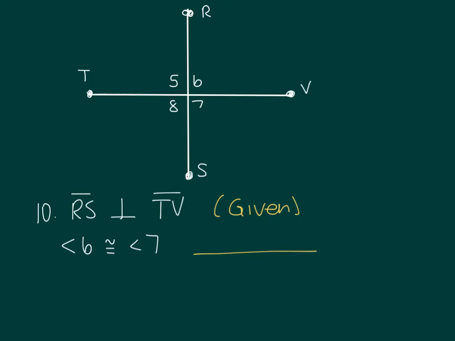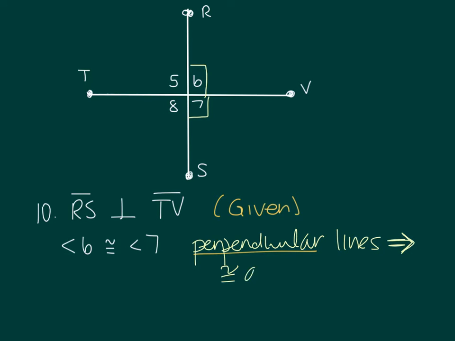Okay, so RS is perpendicular to TV. How do we know that angle 6 is congruent to angle 7? We know this because these two lines are perpendicular. So if they're perpendicular, they automatically form right angles. So that means perpendicular lines give us congruent adjacent angles.